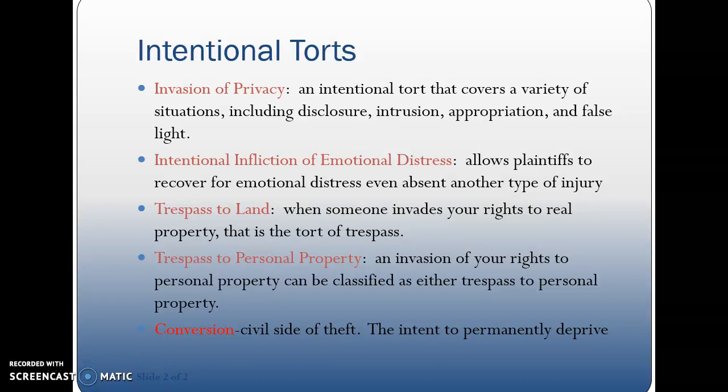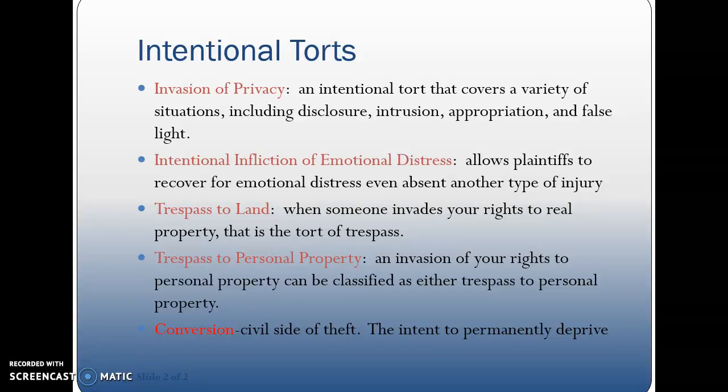Trespass to personal property is an invasion of your rights. It is an interference with your right to enjoy. So an example would be if I have a barking dog and my neighbor comes over and they don't want my dog, but they want my dog to shut up, so they let my dog loose. That is a trespass to my personal property.